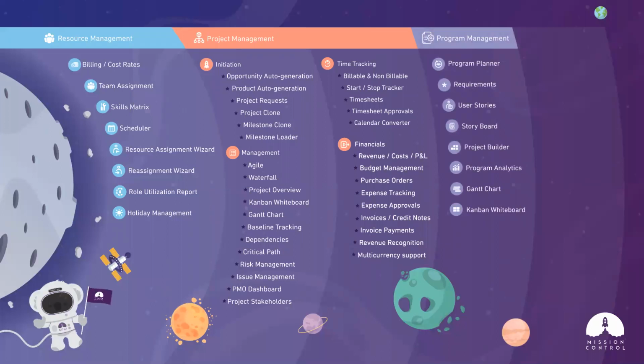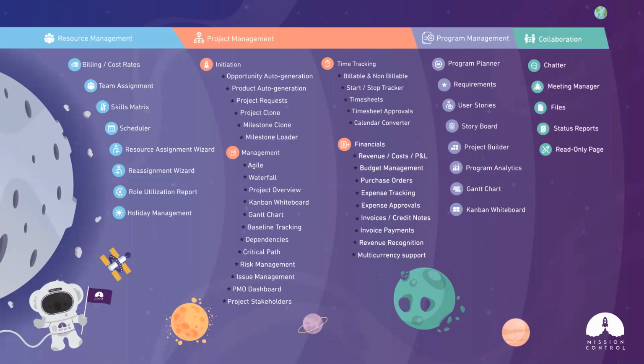From delivering projects, program management is how we actually built out Mission Control to build our own release cycle. So using the program planner, you can build out requirements, your user stories from your clients, put those into a storyboard, and then with Project Builder, build out your release cycles and those sprints from an agile perspective. And again, still leveraging things such as the Kanban whiteboard and the Gantt chart.